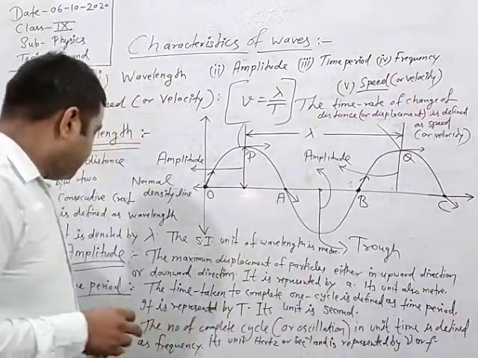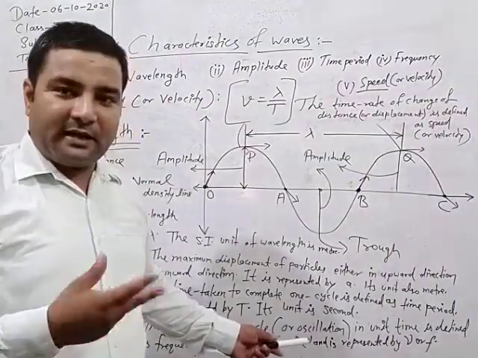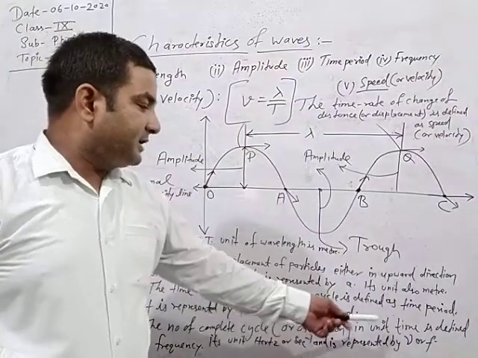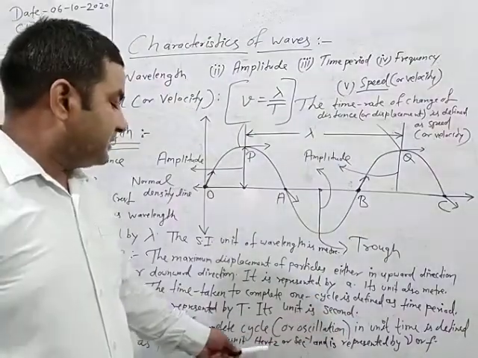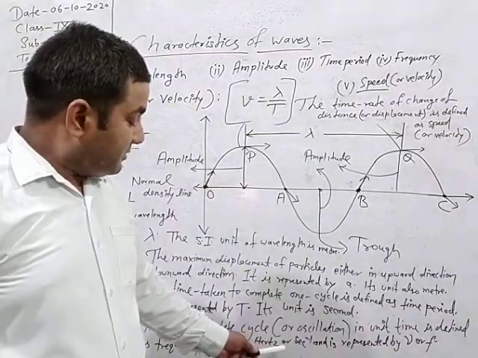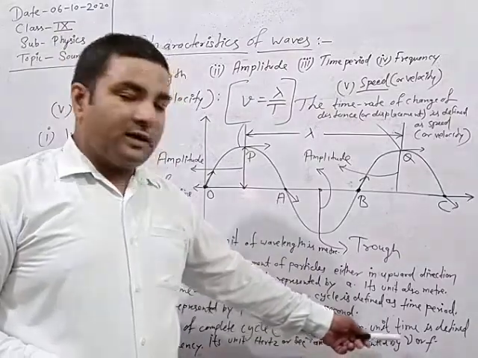And the frequency is the number of complete cycles or oscillations in unit time. Its unit is hertz or second inverse, and it is represented by nu or f.